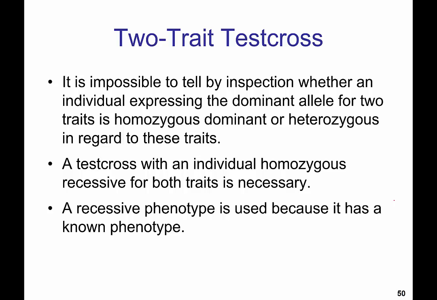We looked at the concept of a test cross with a single trait. You can do this with two traits as well. Again, it's impossible to tell by inspection alone whether an individual expressing the dominant allele for two traits is homozygous dominant or heterozygous in regard to these traits. So we have a test cross with an individual homozygous recessive for both traits. That's because if you're homozygous recessive, the genotype and phenotype are determined.